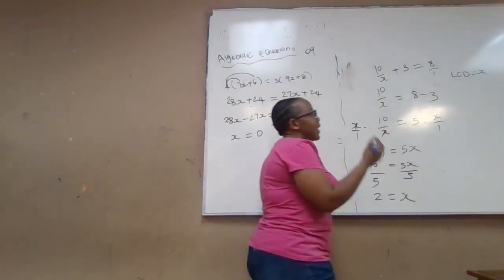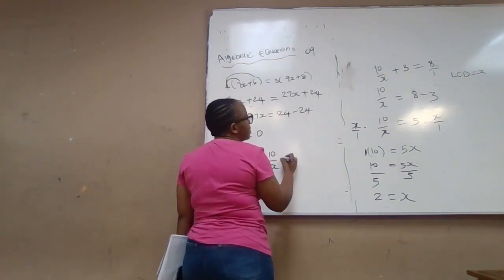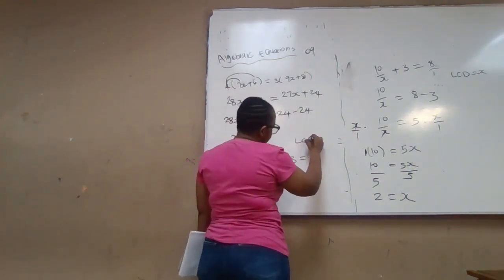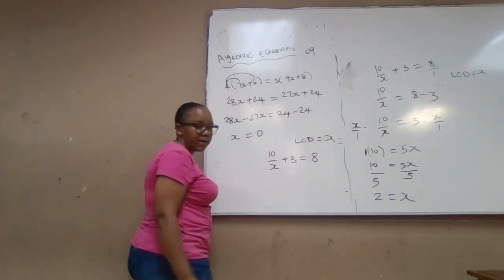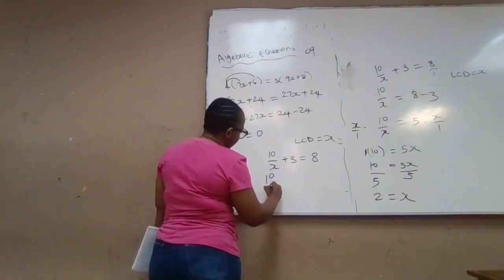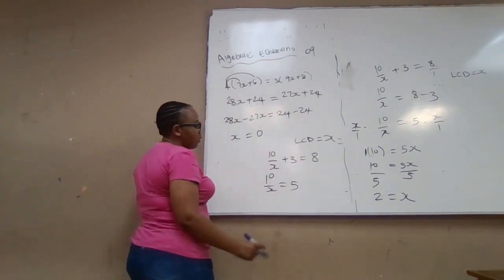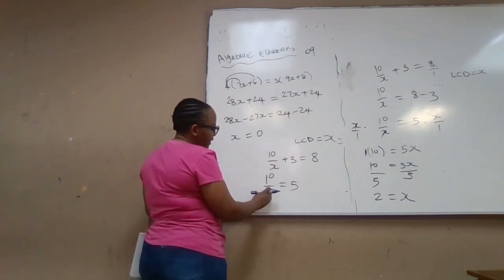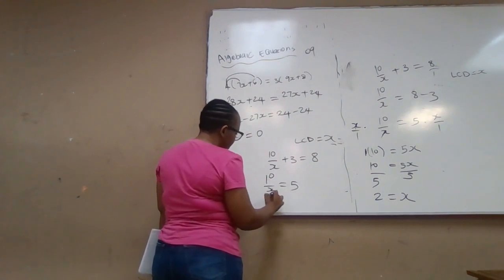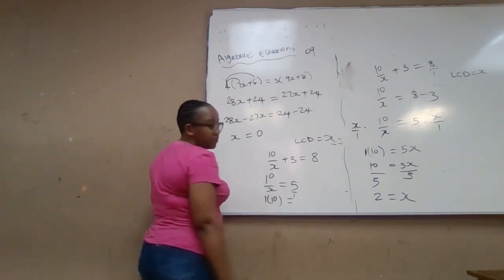work, then let's use the LCD method. Okay, 10 over x plus 3 equals 8. We said our LCD can be x, right? Always deal with the additive first. Now, 10 over x equals 8 minus 3, 5. Now, let's go back to our LCD. How many times does x go into our LCD of x? 1, and we are left with nothing but what is on the top. Okay, that becomes 5 over 1.